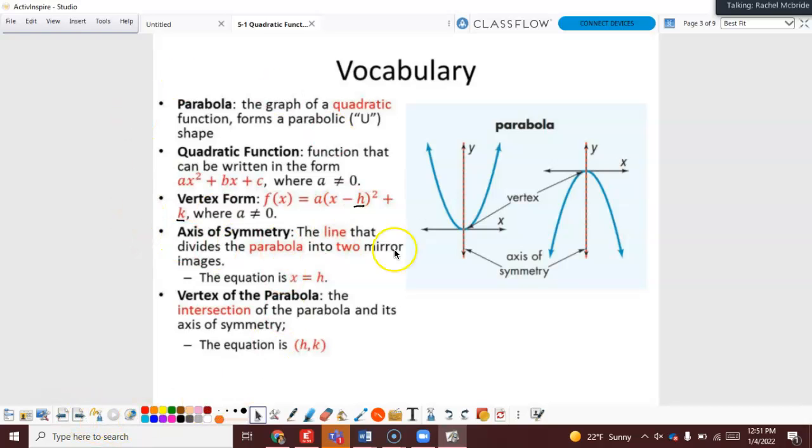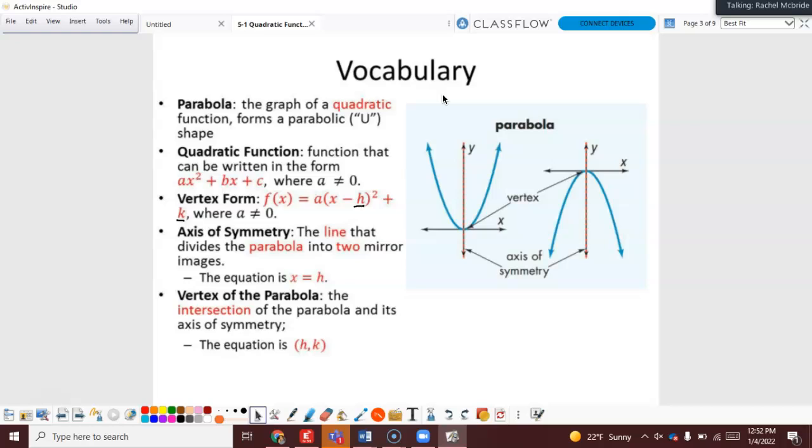So like I said, today is a lot of vocab. We're starting on a new chapter. Our new chapter focuses on quadratics. So in this chapter, you're going to hear me use the word parabola. A parabola is simply the name for the shape of a quadratic's graph.